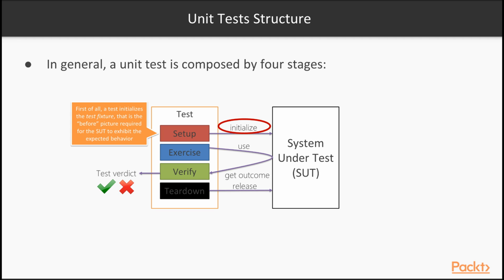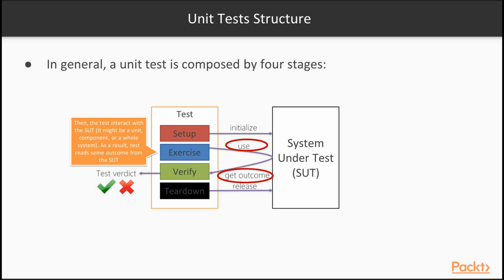First, we find the setup stage. In this step, a test initializes what we call the test fixture, that is, the before picture required for the system under test to exhibit the expected behavior. This is an optional stage, but it is very commonly carried out by tests. In the second step, the test interacts with the system under test, getting some outcome from it as a result. This stage, together with the third one, is what makes a piece of code become a test.